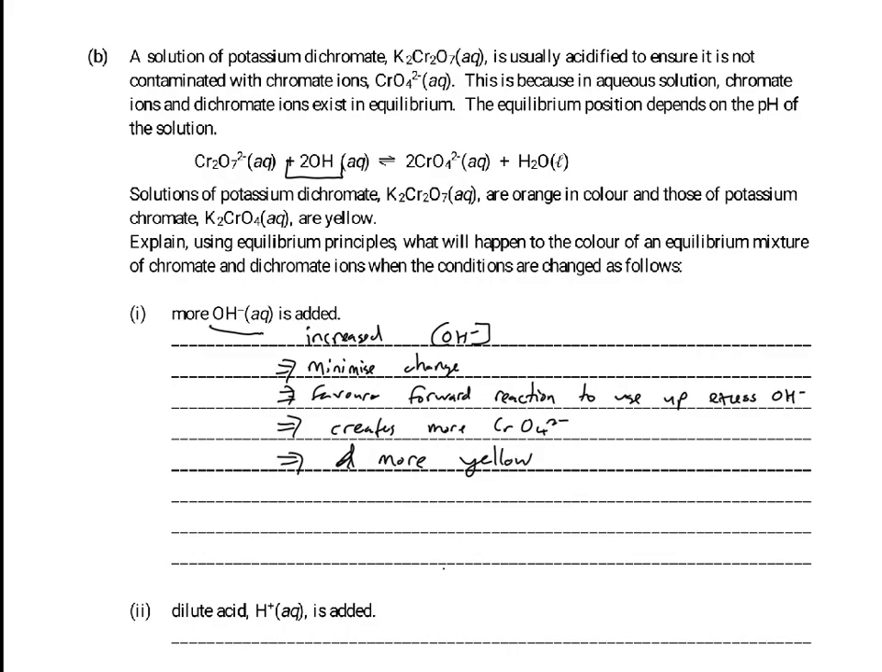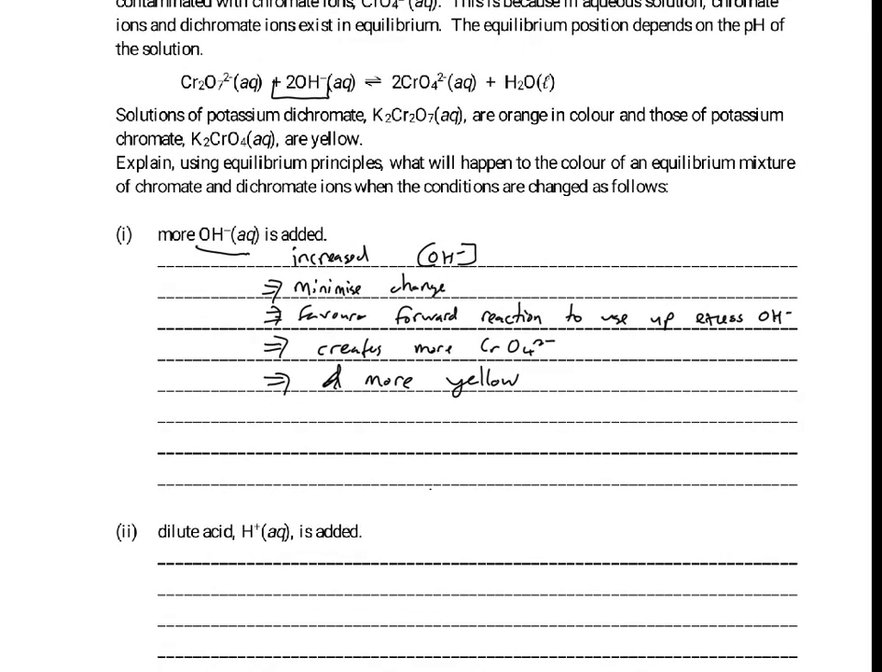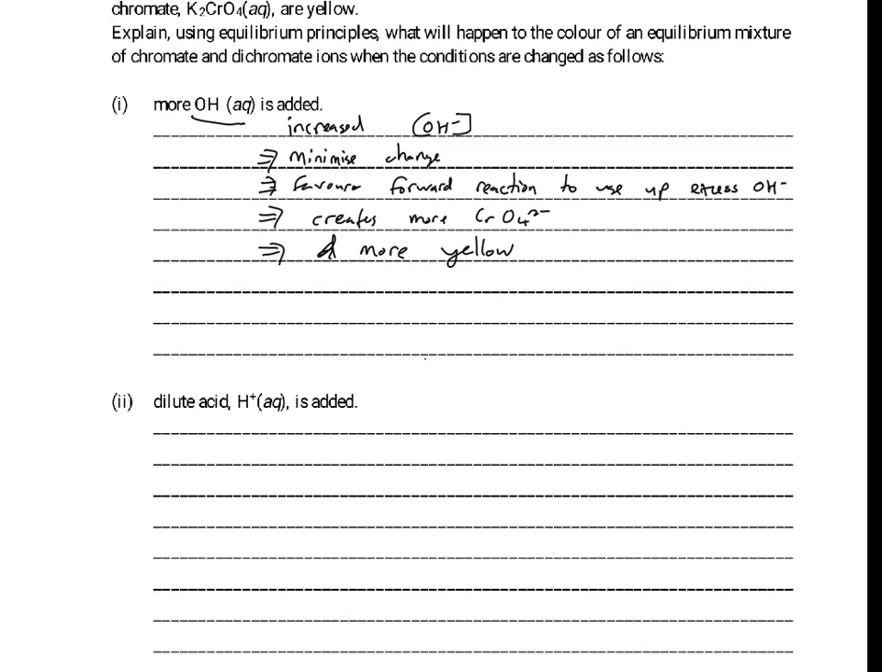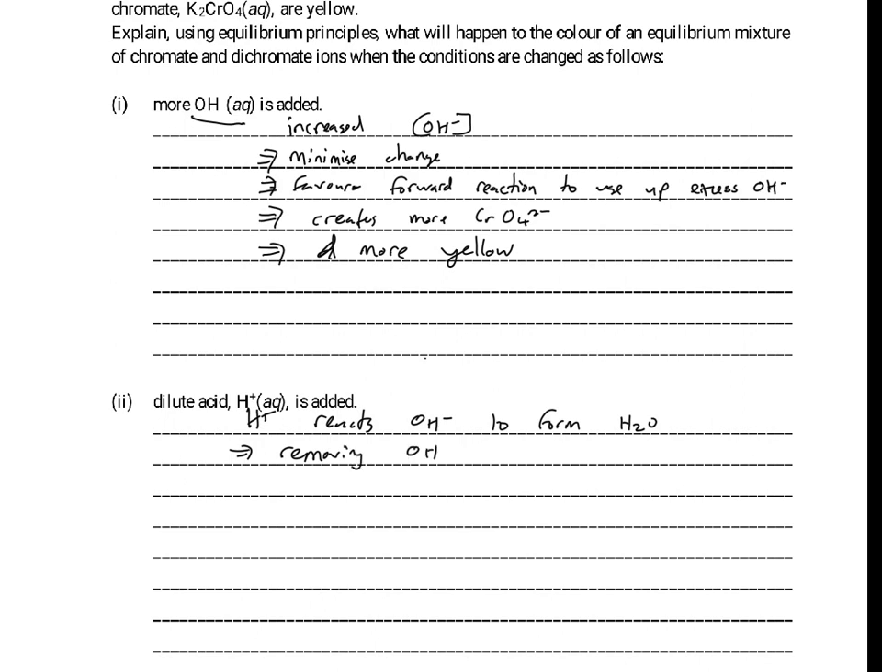Alright, number 2, dilute acid is added. Now, lots of people, for some reason, just assume that if you're adding acid, you're affecting the right-hand side of the equation. But nowhere on the right-hand side of the equation is there acid. So if you were to add acid, what actually happens is the acid reacts with the OH minus to form water. So what you're effectively doing is removing hydroxide from the system.